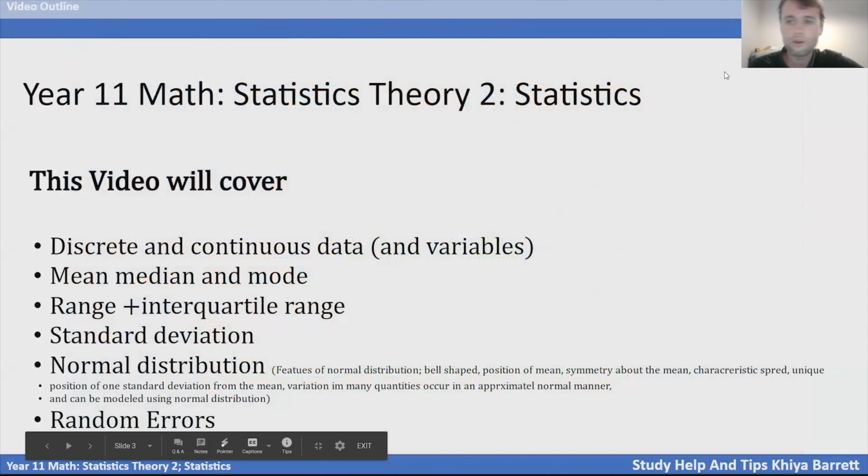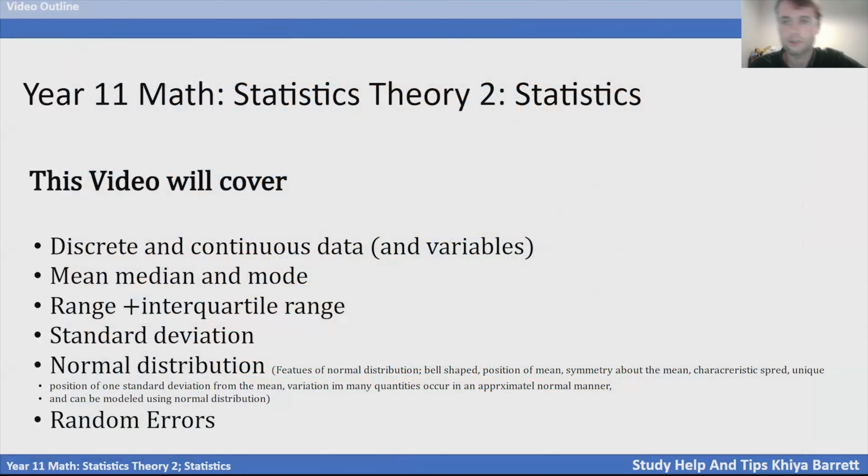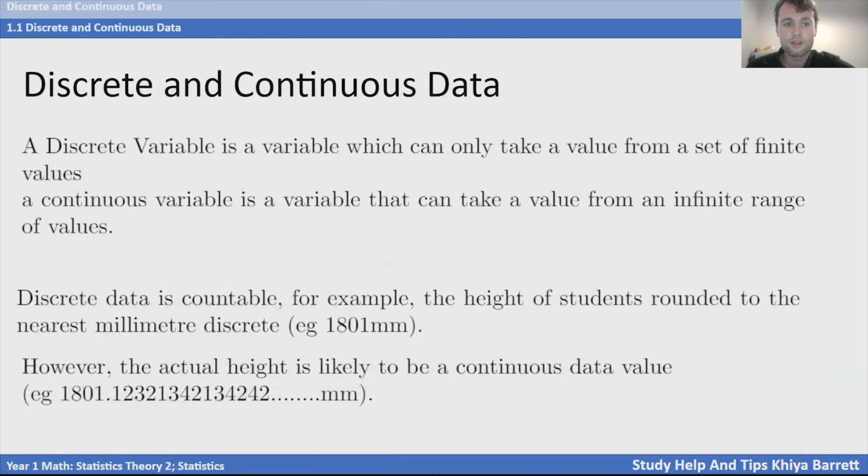Welcome to my video on statistics. So let's go over discrete and continuous data, mean, median, and mode, range plus interquartile range, standard deviation, and normal distribution, as well as random errors. Now, discrete and continuous data.